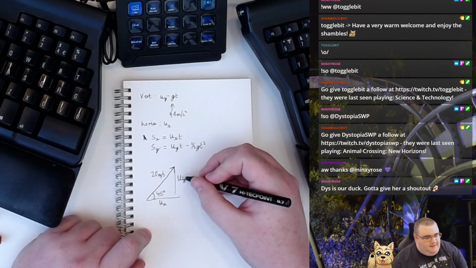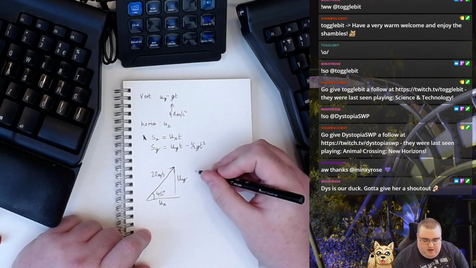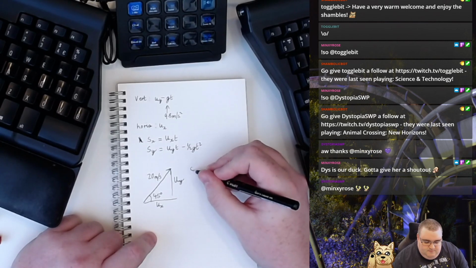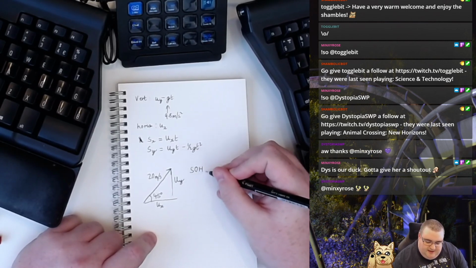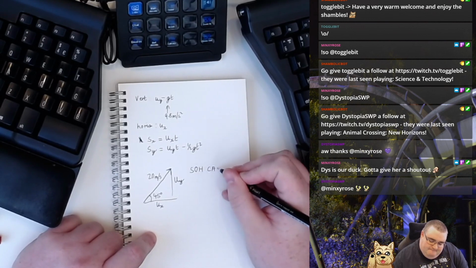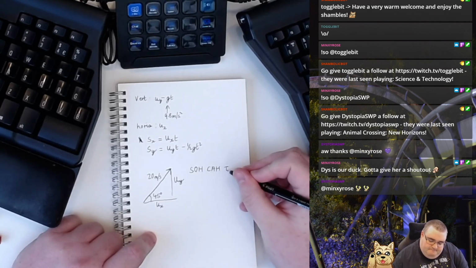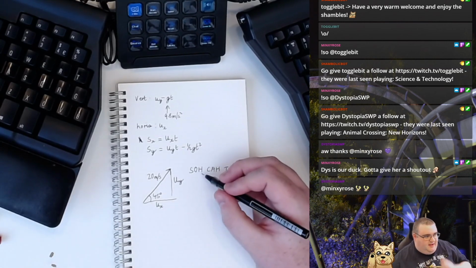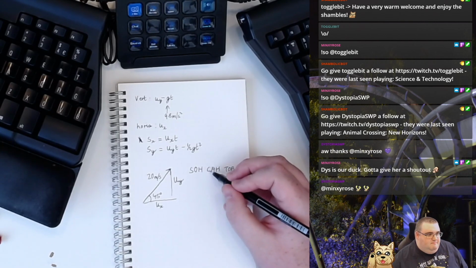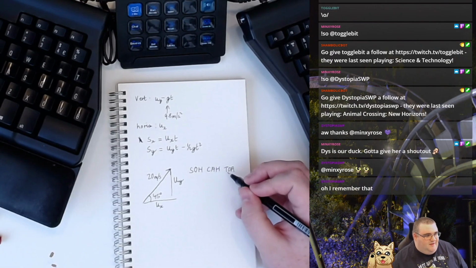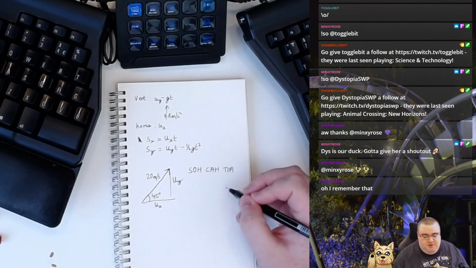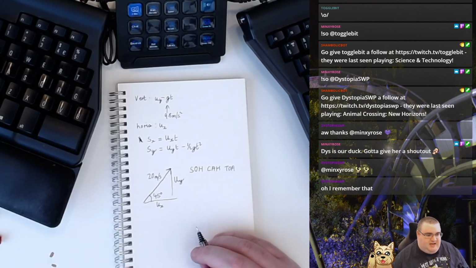So what's UY? Well, let's remember old trig. Let's go back to school. I don't know if anyone else was taught it this way, so SOH CAH TOA. The sine of an angle is the opposite divided by the hypotenuse. The cosine of an angle is the adjacent divided by the hypotenuse. And the tangent is the opposite divided by the adjacent. Well, the tangent we're not going to worry about.